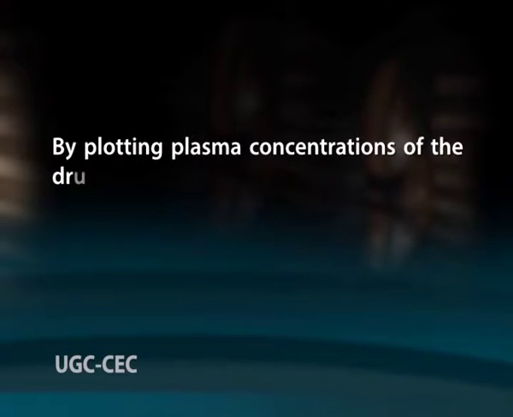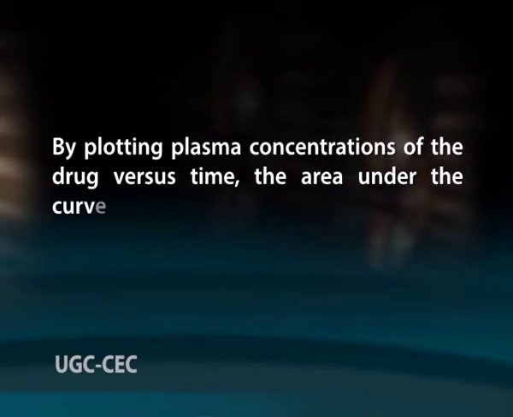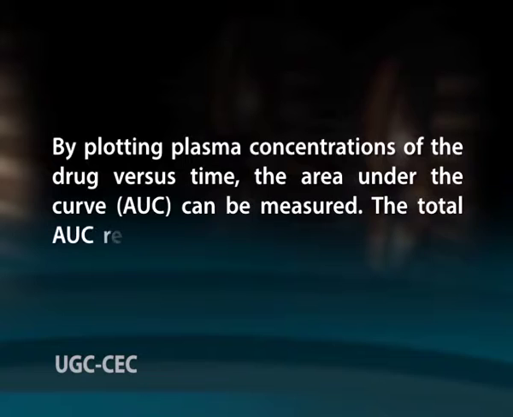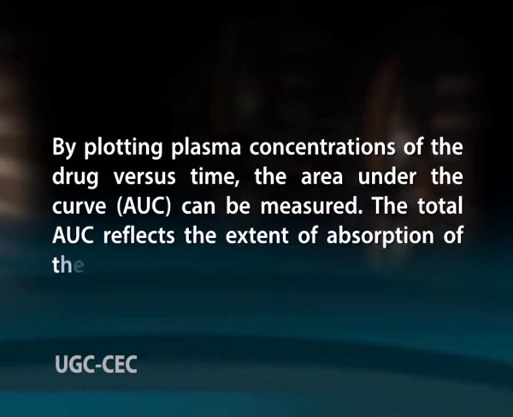After intravenous administration, 100% of the drug rapidly enters the circulation. When the drug is given orally, only part of the administered dose appears in the plasma. By plotting plasma concentrations of the drug versus time, the area under the curve or AUC can be measured. The total AUC reflects the extent of absorption of the drug.